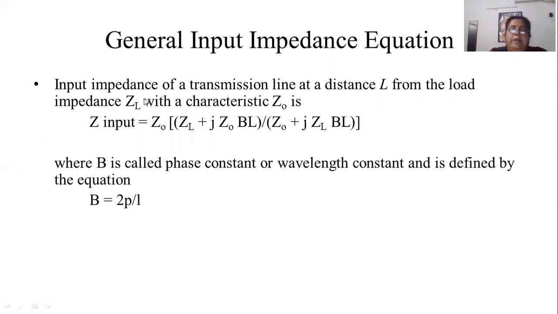Now the general input impedance equation. Input impedance of a transmission line at a distance L from the load impedance ZL with a characteristic impedance Z0 is Zin = Z0 (ZL + jZ0 tan βL) upon (Z0 + jZL tan βL), where β is called the phase constant or wave constant, and it is defined by the equation β = 2π upon λ.